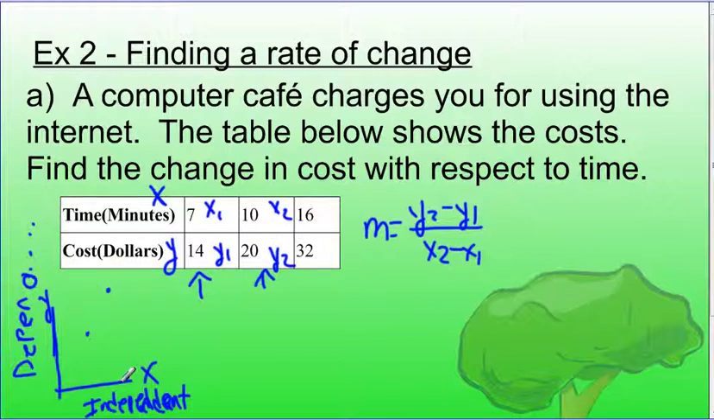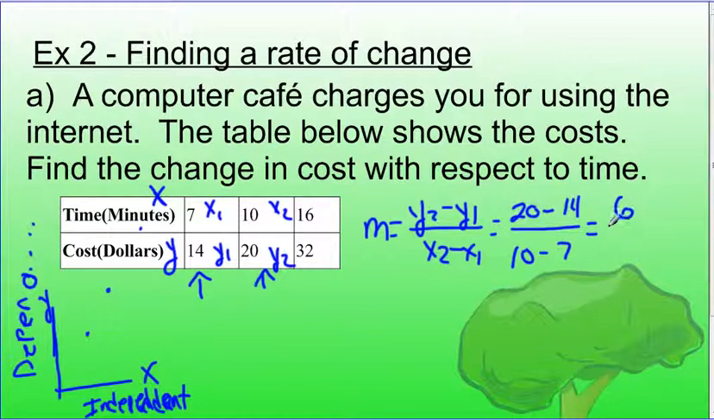If I'd go even farther up, I'd go over 16, x is 16, over 16, up 32, and it'd be something like that. Okay? So y2 minus y1 over x2 minus x1. So we have our numbers. Let's plug them in. Let's do the math here.